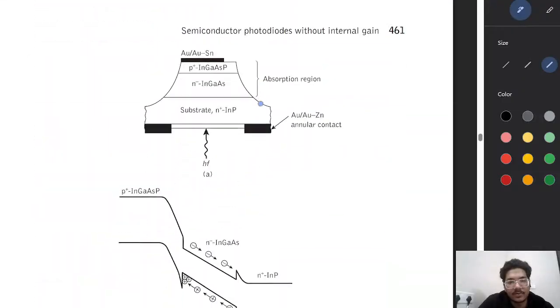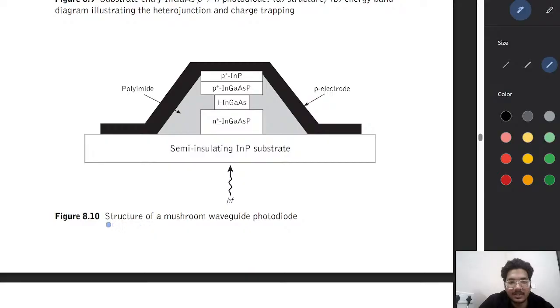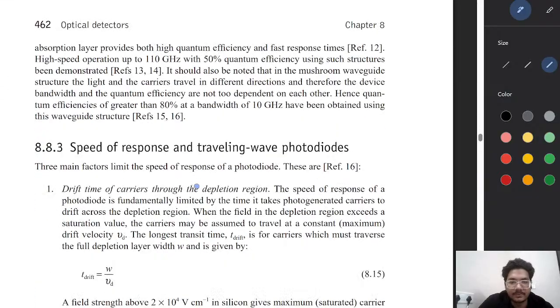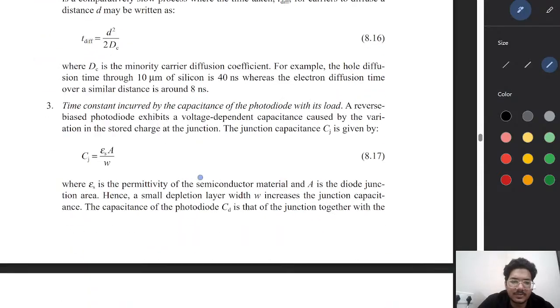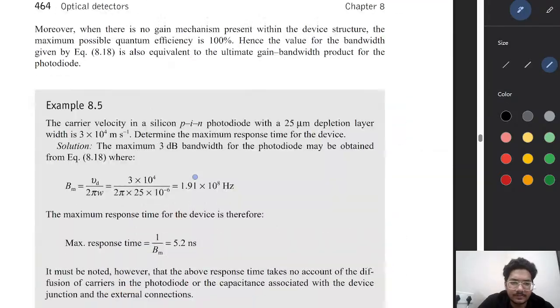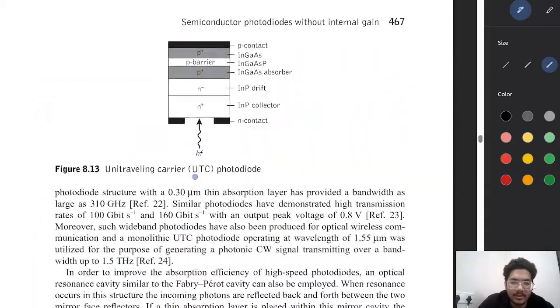Let's move forward. This is an advanced PIN diode, with a structure like a mushroom. We don't need to study this topic. These are the speed and responsivity topics, so no need to study them. Let's jump to a new topic.